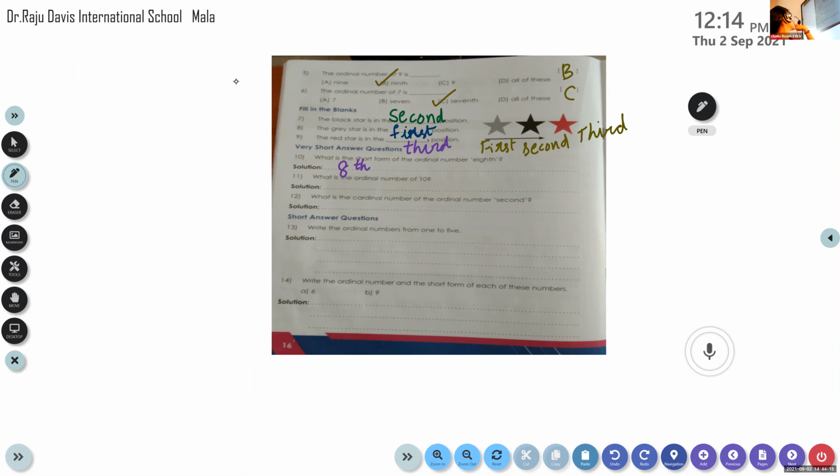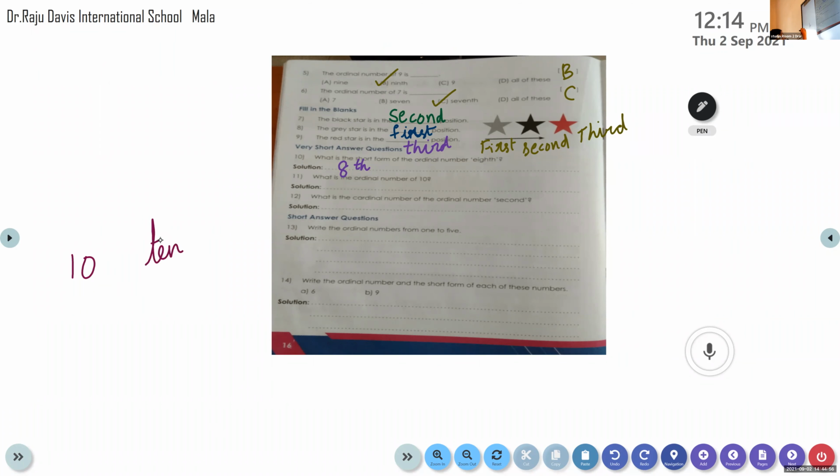Kashyap, please read question number 11. Can you read from the screen? What is the ordinal number of 10? 10. 1, 0, 10. This is a cardinal number. So, ordinal number is T-E-N. Write the spelling 10 and T-H. And the short form is write the number 10 and T-H at the top.